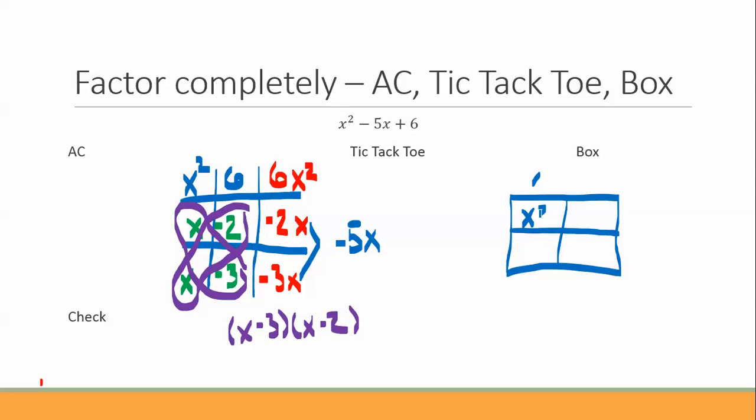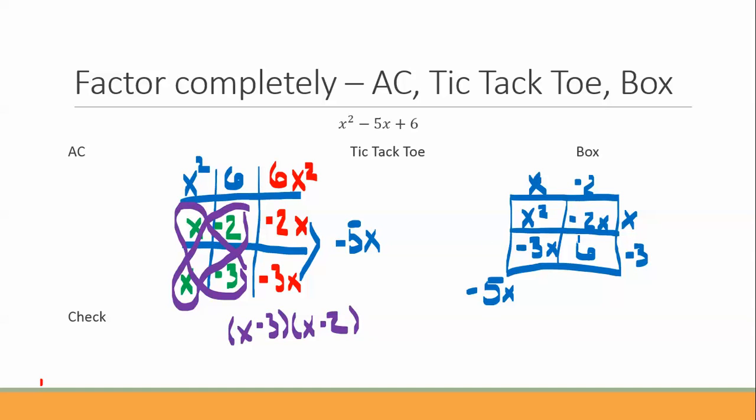This is going to be x squared, and this is going to be 6, like when we multiplied everything out. So to multiply to x squared, we need an x here and an x here. These two terms have to add to minus 5x, but in the end, these two have to multiply to 6. So here we're going to have a minus 2x and a minus 3x, and then this will be minus 2, and this one will be minus 3.